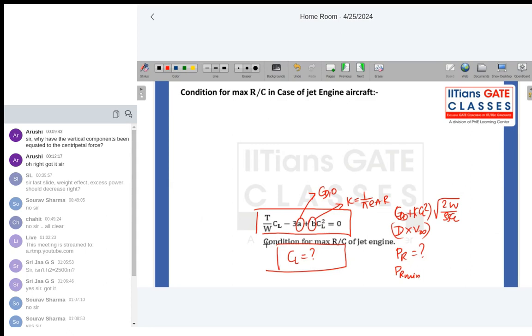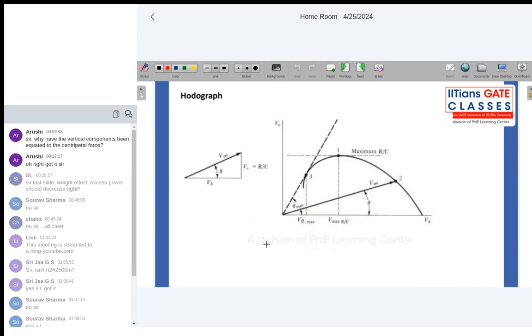No, sir. Hodograph is the plot which is between velocity versus velocity. The horizontal component of velocity versus vertical component of velocity is defined as hodograph. So the vertical axis is also velocity. The horizontal axis is also velocity. When you plot the same component in the vertical and horizontal axes, then that kind of graph is called a hodograph.